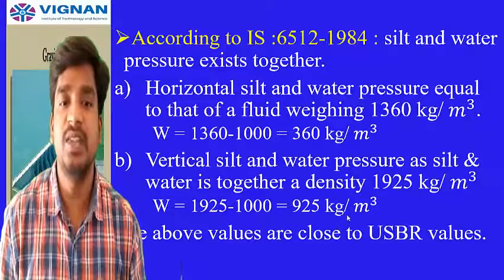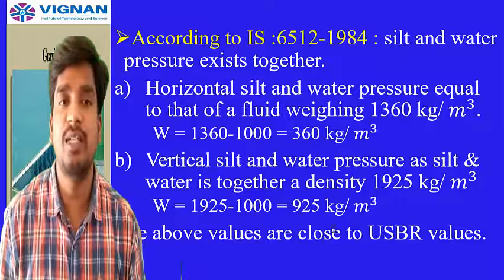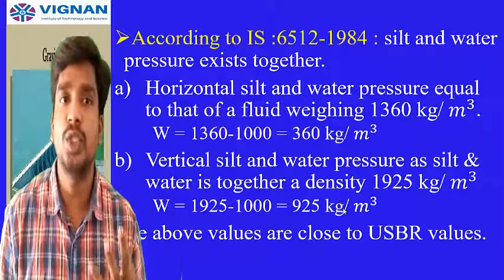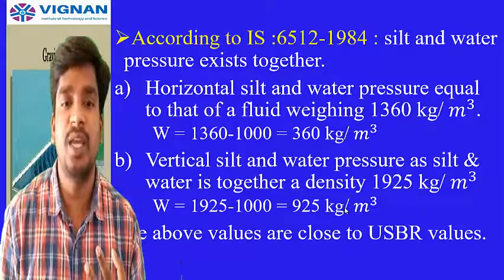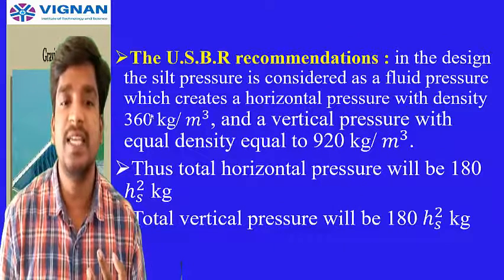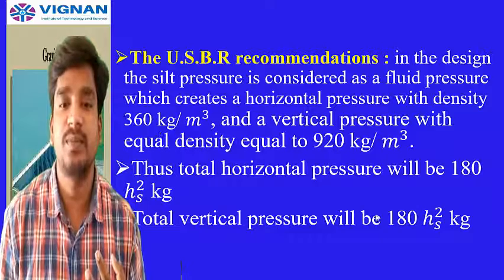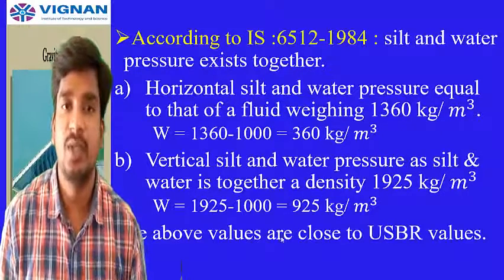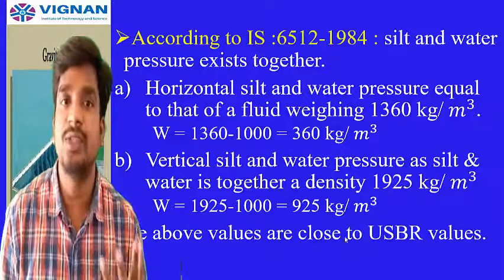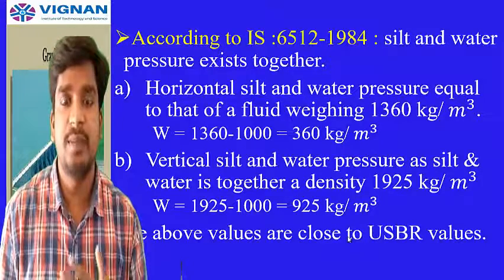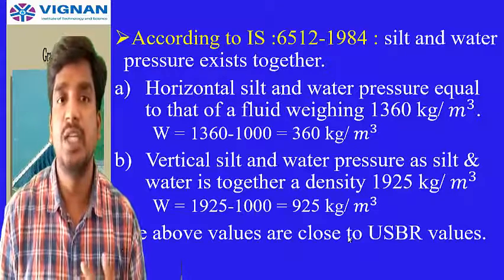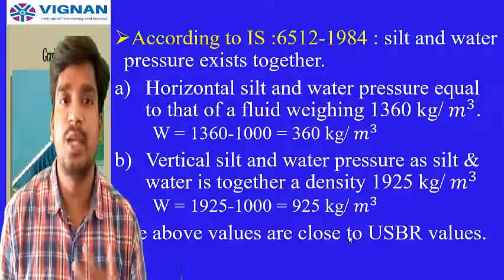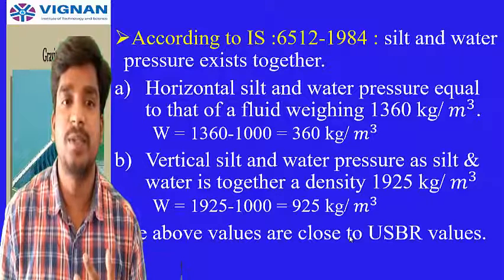If we see these values, 360 and 920 for horizontal and vertical pressures, these are almost equal, closer to the USBR recommendations. In USBR recommendation we have seen 360 and 920 kgs per cubic meter. Here also 360 and 925. So Indian standard recommendations are coinciding with USBR recommendations. That is about silt pressure, how to consider the silt pressure.